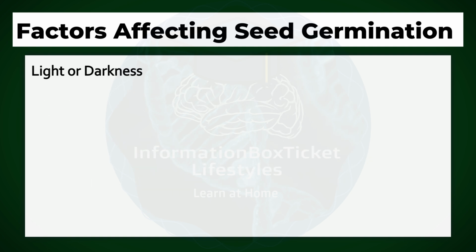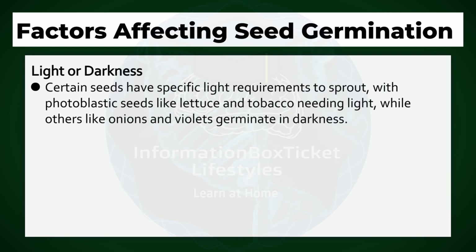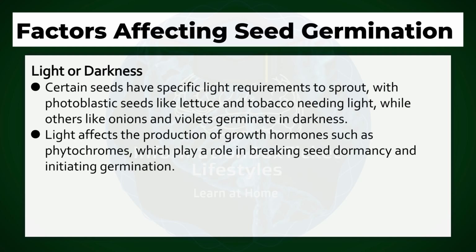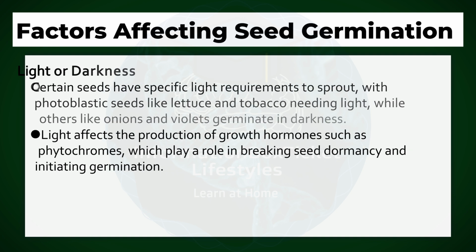Light or darkness. Certain seeds have specific light requirements to sprout, with photoblastic seeds like lettuce and tobacco needing light, while others like onions and violets germinate in darkness. Light affects the production of growth hormones such as phytochromes, which play a role in breaking seed dormancy and initiating germination.